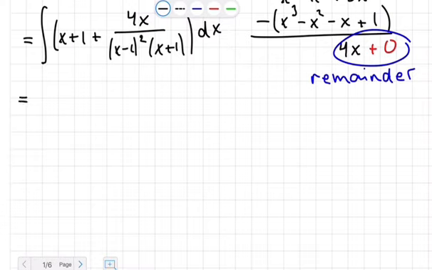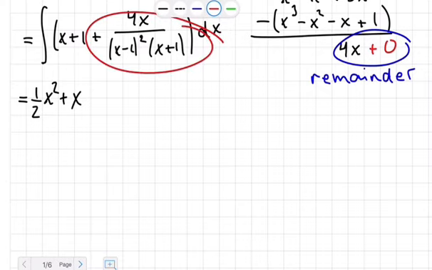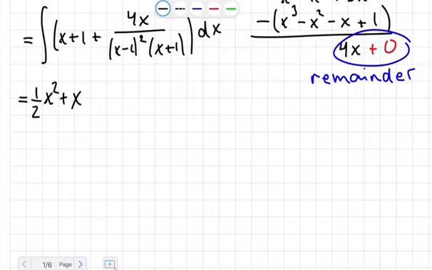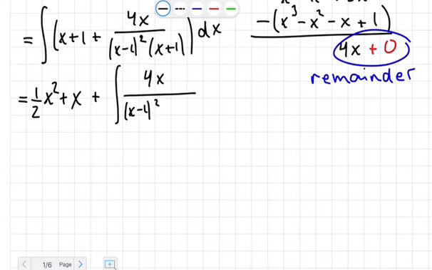Okay, so we know we can integrate this first part. This is no issue. We have 1/2 x squared plus the antiderivative of 1, which is just going to be x. So this is really now what we're focused on. Okay, and we can write that as its own integral off to the side. We have the integral of 4x divided by x minus 1 squared, x plus 1.